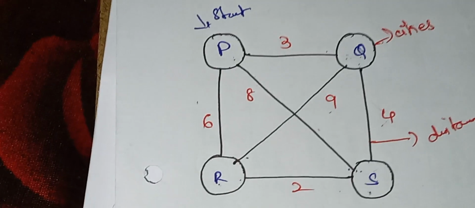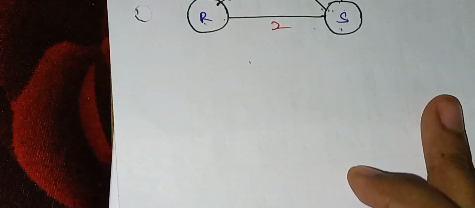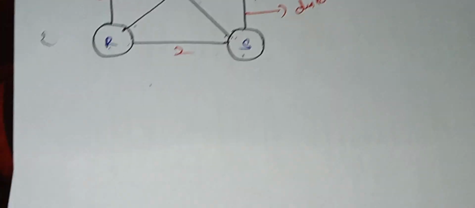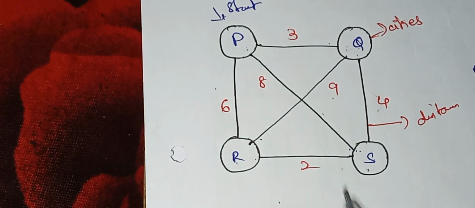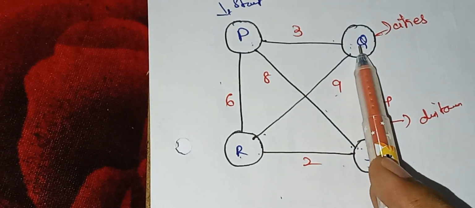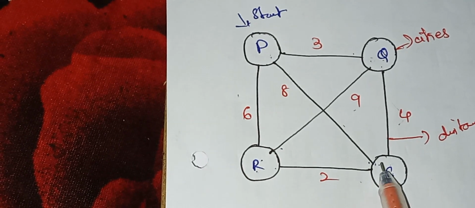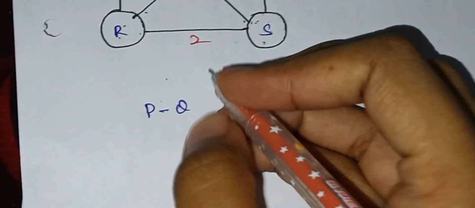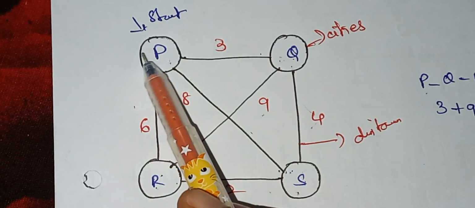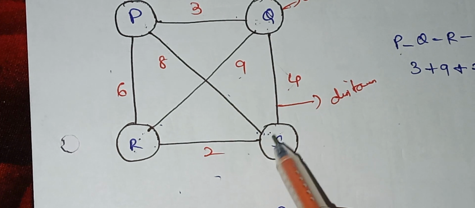Now let us calculate for the first permutation. I can start from P, go to Q, move to R, go to S, and again return to P. So this is my first permutation: P, Q, R, S and P. You can see here P to Q to R to S and again returning to the same city. Now calculate the cost for each.